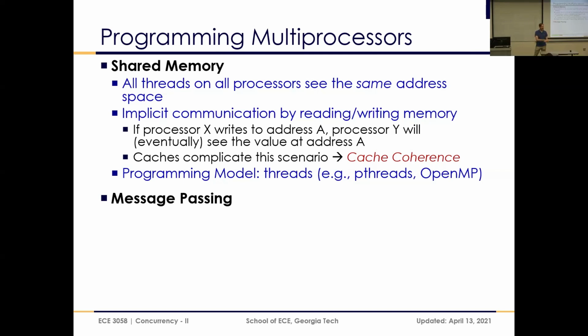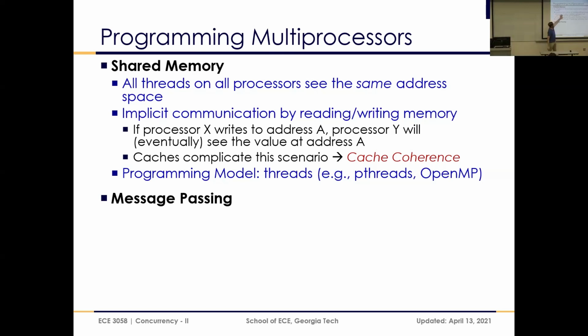What's the downside to this? What happens when you need to run the OS on that core? When you need to do a context switch to the OS? You have to invalidate that entire cache, and then you have to reload the cache from scratch when you context switch back. Same with any other process. Implicit communications by reading, writing memory.